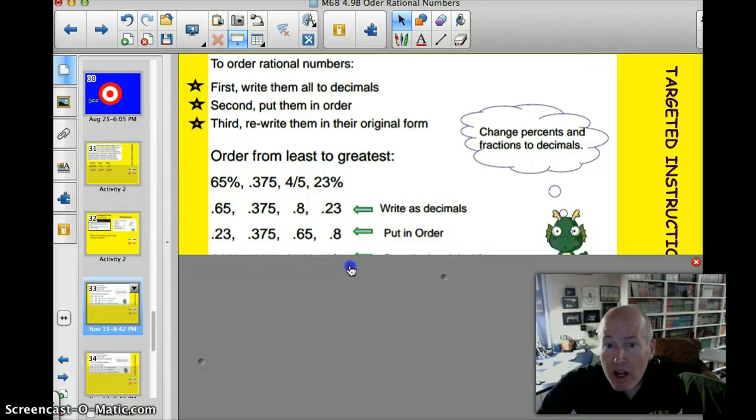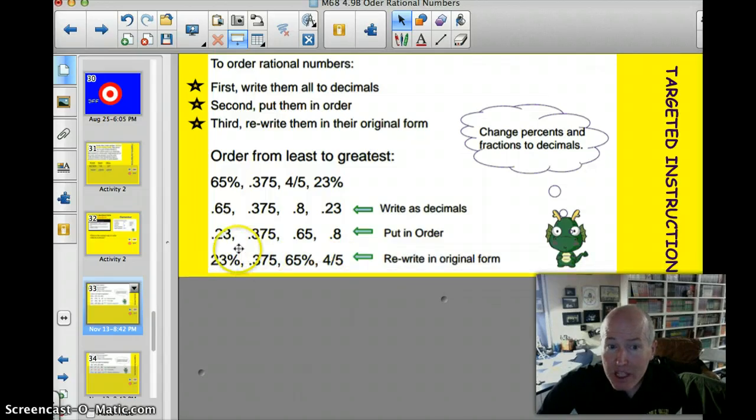All right? Now, the final step is to rewrite them in their original form. Oftentimes on the test, the answers will be listed like this. So we have to go back and say 23 was actually 23%. 0.375 stays. It was a decimal the whole way through.